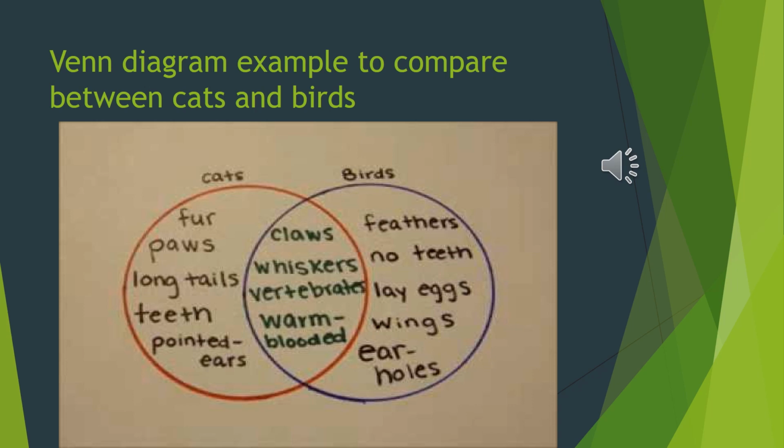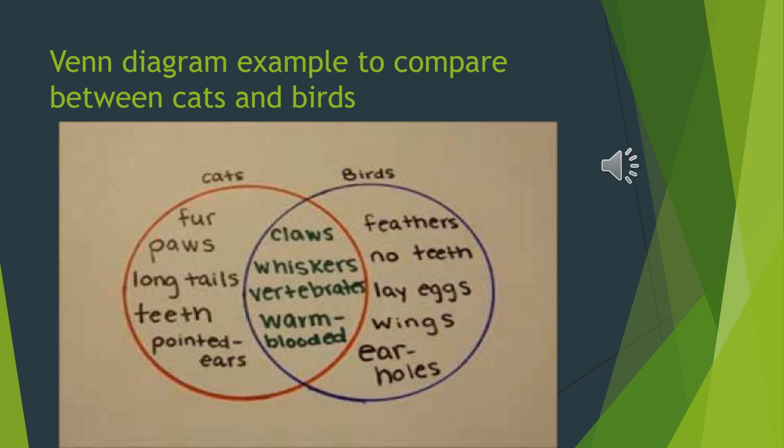When we go to the birds, we'll find some differences also. The first one, birds, as we know, they have feathers to fly, they don't have teeth, they have beaks, okay, and also they lay eggs, they have wings to fly, and they have ear holes.